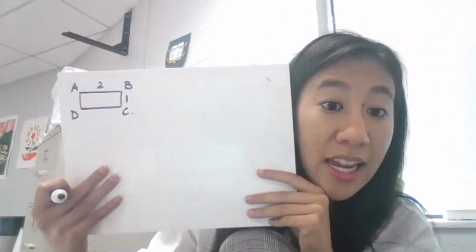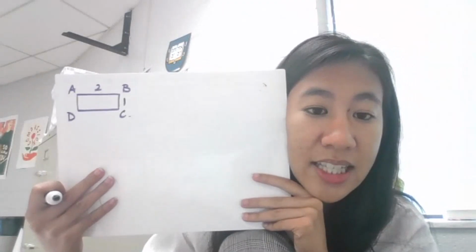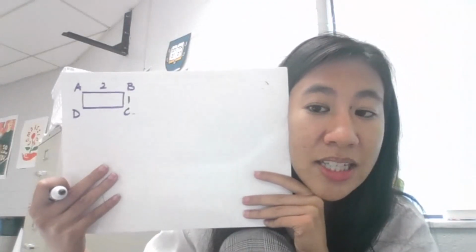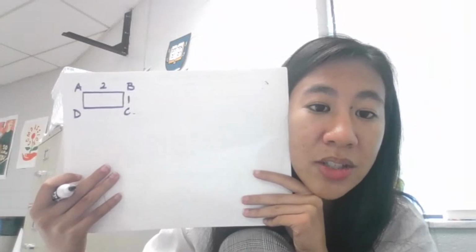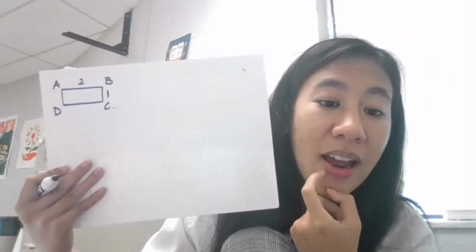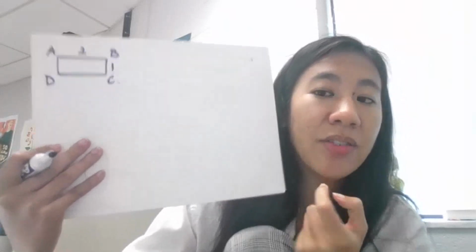So let's say I had this shape right here, a rectangle. I'm going to call this rectangle ABCD, where the short side is 1 and the long side is 2. So this is my rectangle ABCD. And let's say I want to dilate ABCD with a scale factor of 3. And remember what we do in a dilation. We have to multiply every side by the exact same scale factor.